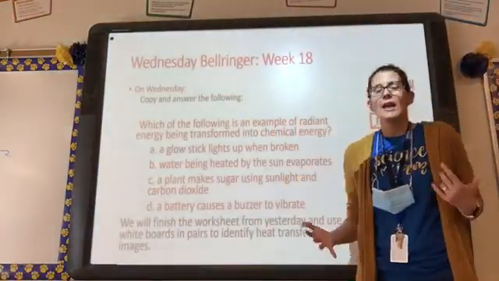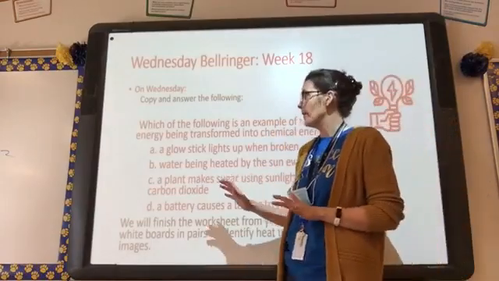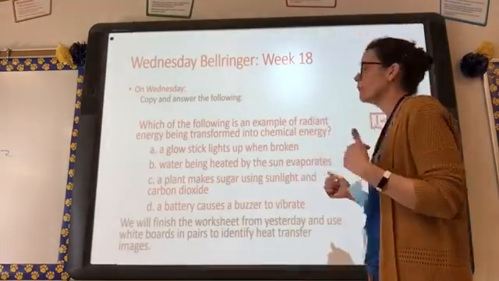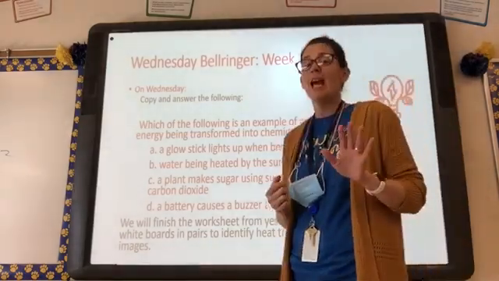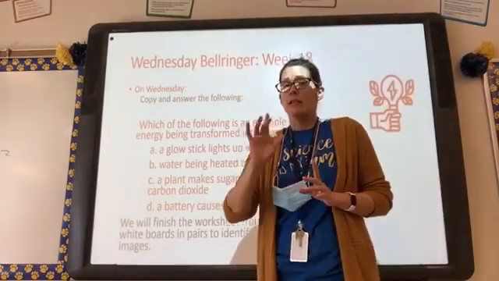All right, so here we have our Bellringer question for week 18, Wednesday. Our question is, which of the following is an example of radiant energy being transformed into chemical energy? We've got radiant turning into chemical.